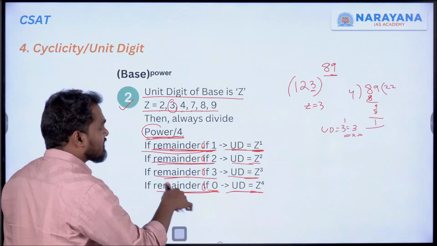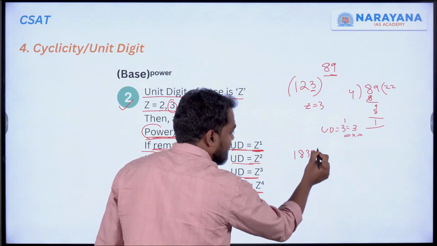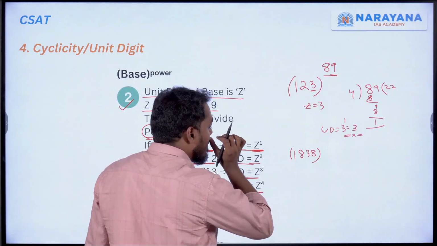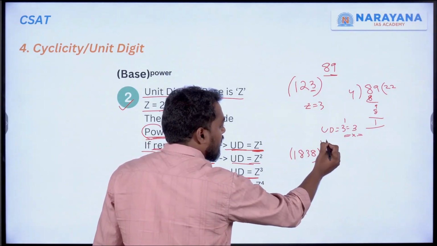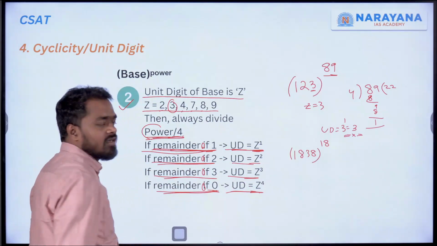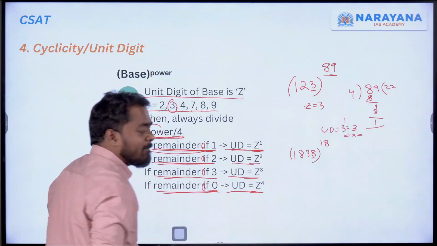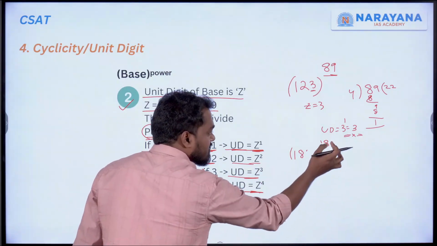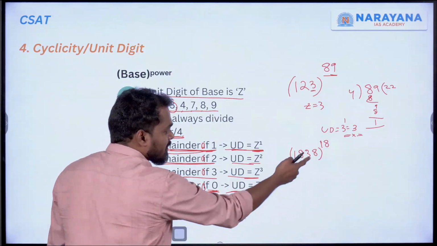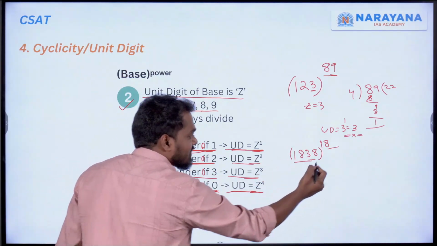Understood? Let's take another example, like 1838 to the power 18. So there is a number 1838 to the power 18. First you have to take the unit digit of this base. So this is the base and this is the power. What is the unit digit of the base? That is nothing but 8.